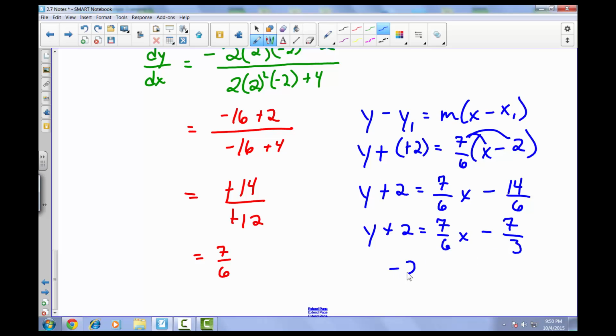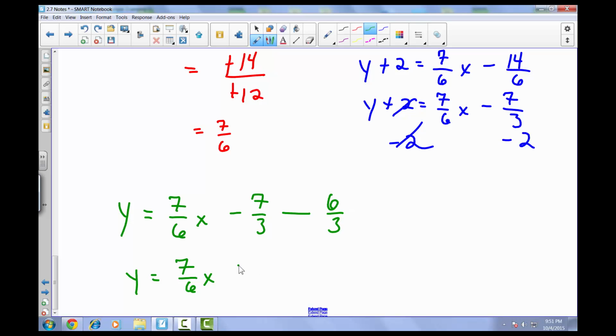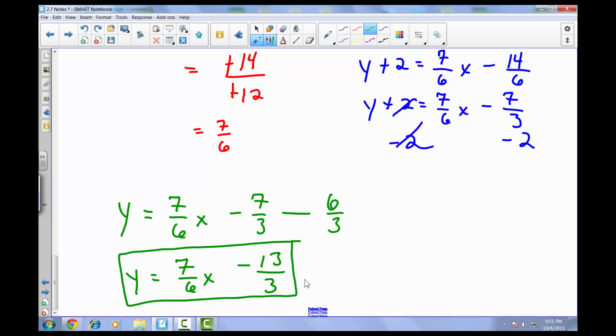Subtracting 2 from both sides, we would then end up with y is equal to 7 over 6x minus 7 over 3 minus, really 2 is the same thing as saying 6 over 3. And as a result, y then is equal to 7 over 6x, combining these now, minus 13 all over 3. So there again would be our tangent line at this specific target point, 2, negative 2. Again though, that is example 3 from our 2.7 set of notes.